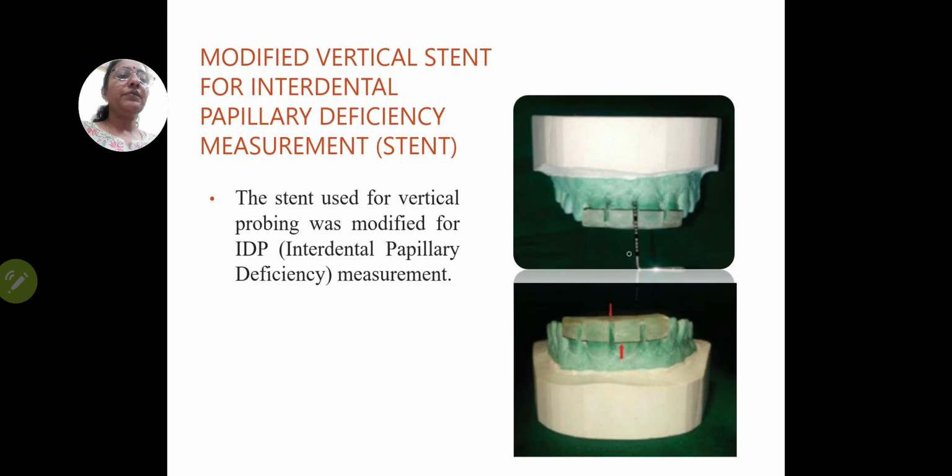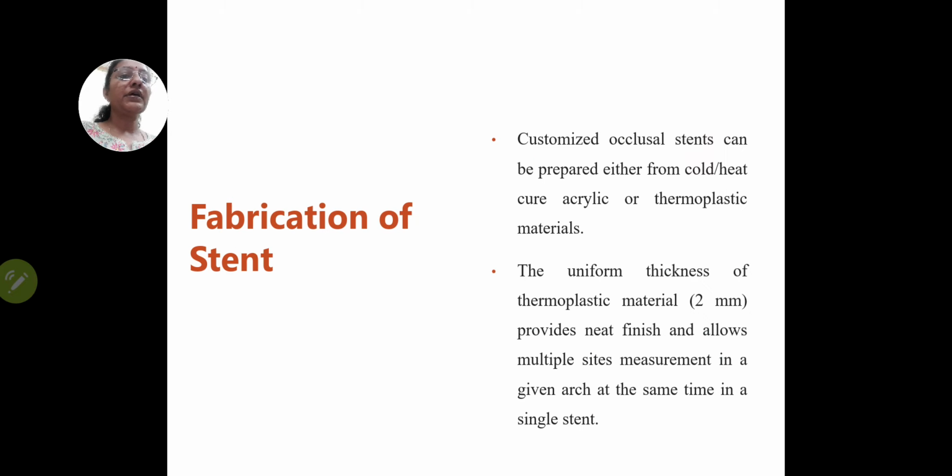The next stent that we'll be talking about is the stent for interdental papillary deficiency. This is the same as the vertical stent, but here the shallow groovings have been made, the acrylic has been minimized totally, and the probe directly falls on the papilla. The stent used for vertical probing has been modified here, and for the papilla we can measure the location of the papilla.